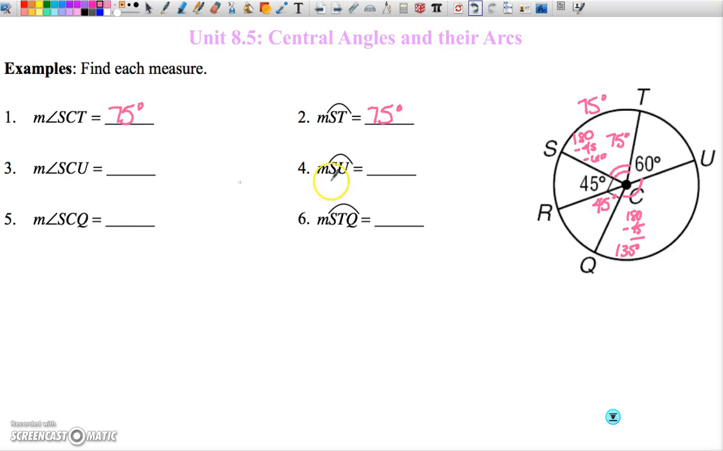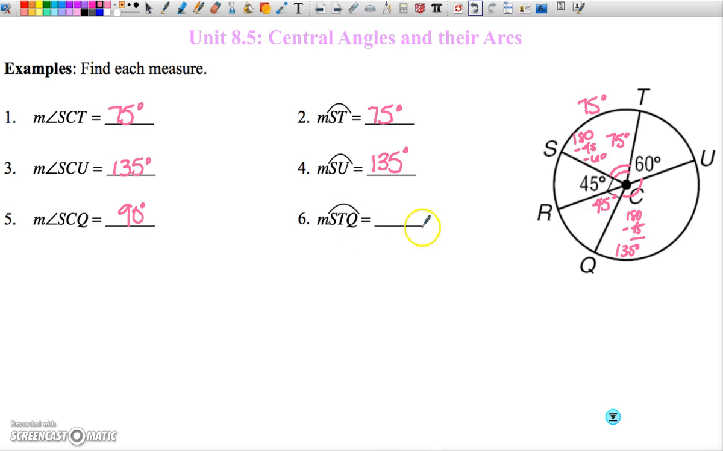SCU, so we're going from S to C all the way to U. So it's 75 plus 60. You have to add them together. So that is a 135-degree angle, which would make arc SU also 135, and that's because it's going from S to C and then all the way over to U. SCQ, now we already know that SCQ is a 90-degree angle because that is labeled right there, so that's 90.